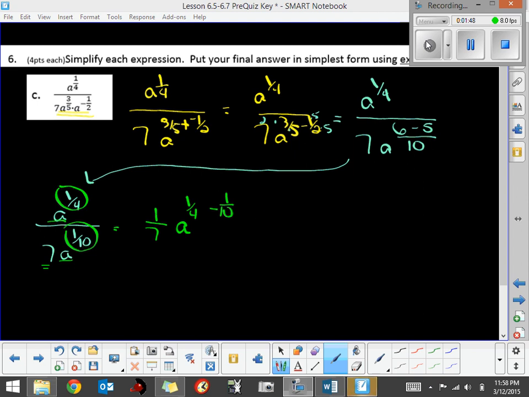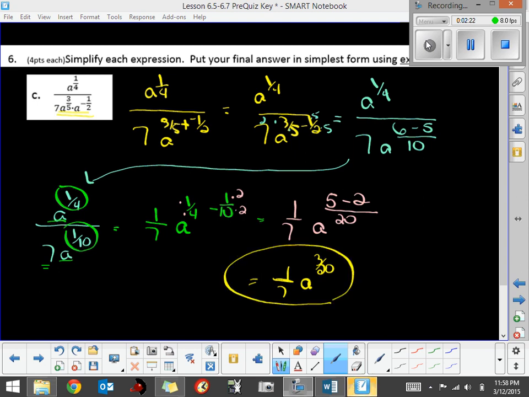So before I can subtract, I have to get a common denominator, so the next step I'm going to be doing is getting a common denominator between 4 and 10. The least common denominator is 20, so 4 times 5 is 20, so I'm going to multiply both of those by 5. And 10 times 2, so I'm going to multiply both of those by 2, so it's going to be 5 minus 2. So this final step is just to subtract those numbers, so I got 1/7 times a to the 3/20, and now I have it simplified as far as it will go.